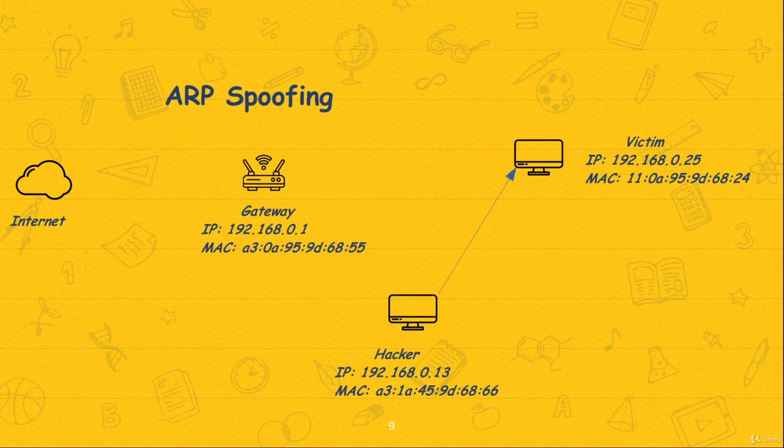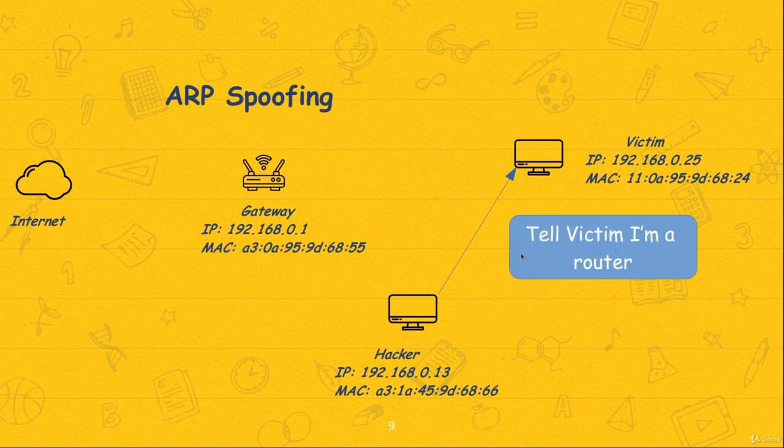So what happens is that, let's say there is a hacker who wants to intercept the communication or traffic that is occurring between this victim machine and the internet. This hacker generates an ARP response, and it tells the victim machine that I am a hacker. So it fools the victim machine into thinking that it's a gateway. It will say that my IP address is 0.1 and my MAC address is this. It tells the victim I am a router. So it pretends to be this device, but it is actually another device.